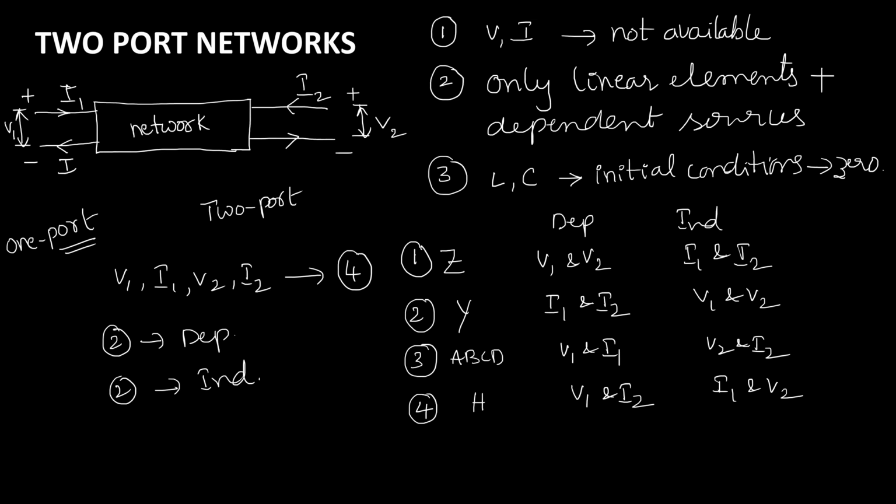Okay, so you can just switch over the dependent and independent variables. There you can find the inverse transmission and inverse hybrid parameters. Right, so these are the types of two-port network parameters. Okay, so let us start with Z parameters.